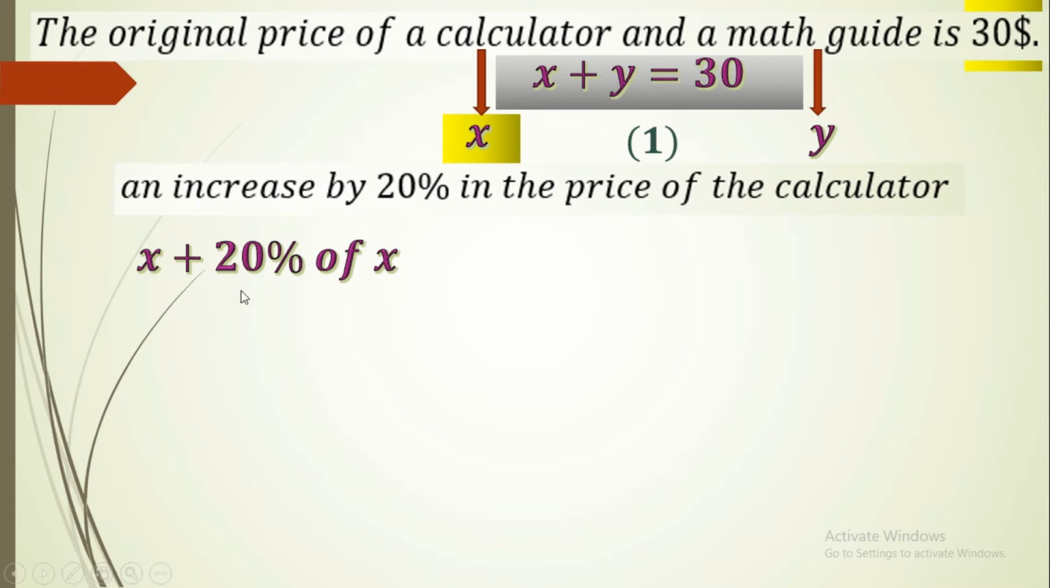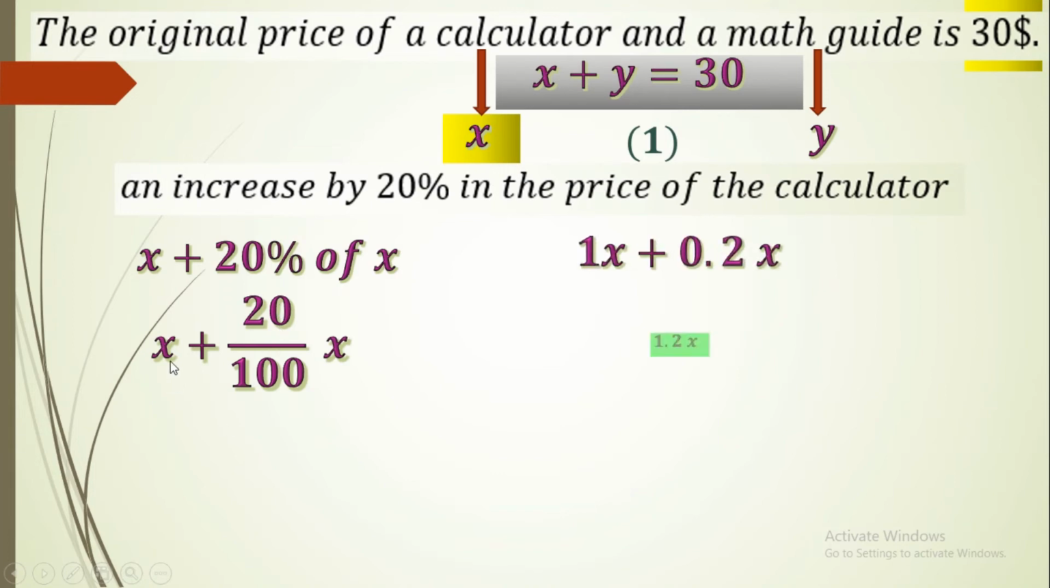Well, if you know something, 20%, doesn't it mean 20 out of 100? So it's 20 over 100 of means times X. Well, 20 over 100 is 0.2, so we can write it as X plus 0.2X. Well, X means 1X. 1 plus 0.2 is 1.2X. So after the increase, the new price of the calculator will be 1.2X.